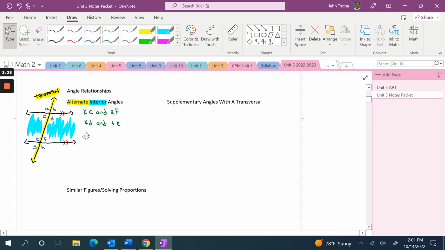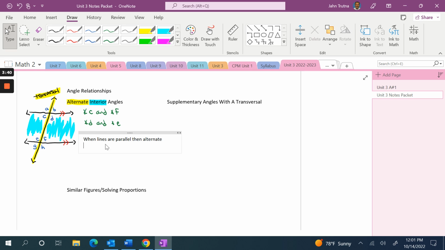Okay, now, there is a rule about alternate interior angles. So, the rule is this. When lines are parallel, then alternate interior angles are congruent with each other. Okay? So whenever you have parallel lines, that means the alternate interior angles are congruent with each other.